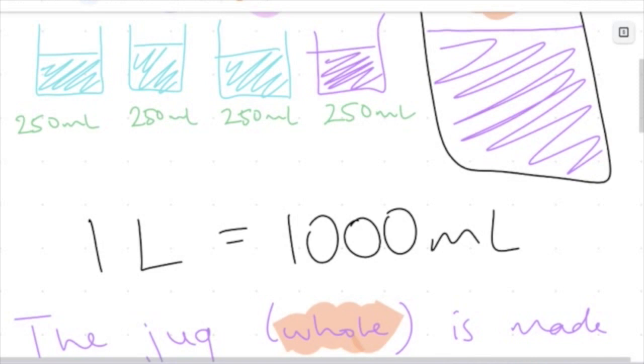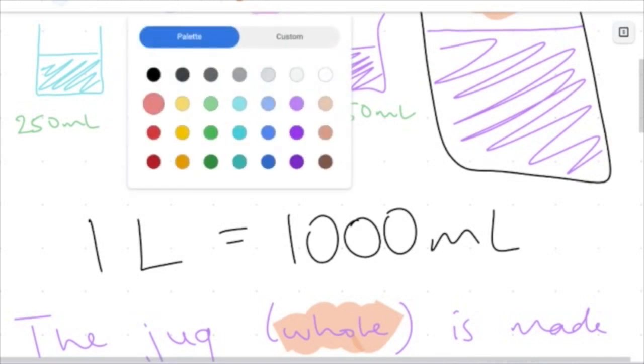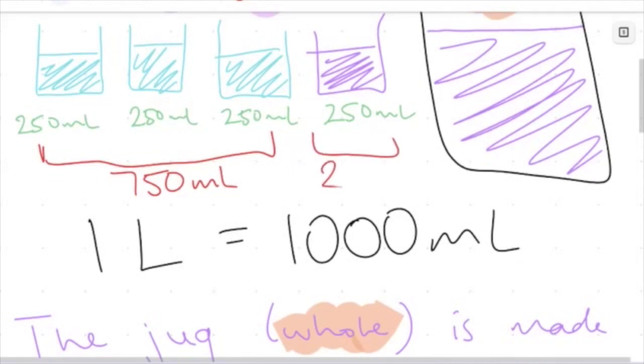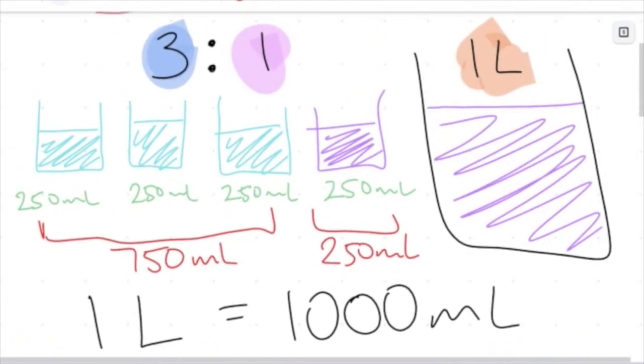So here, how much made up my water? Well, that was a total of 750 mils of water, and my cordial was 250 milliliters of cordial syrup. This all together combined to make my whole.